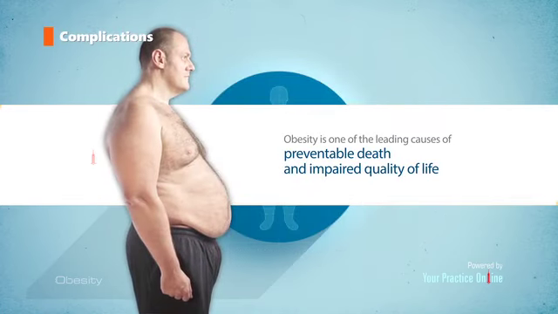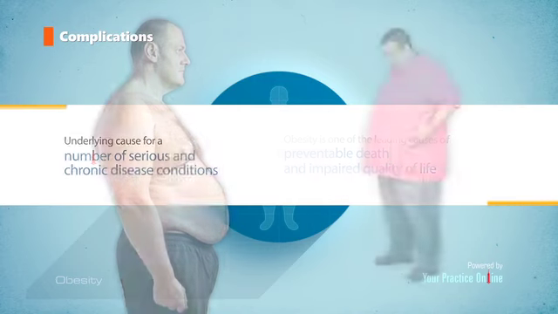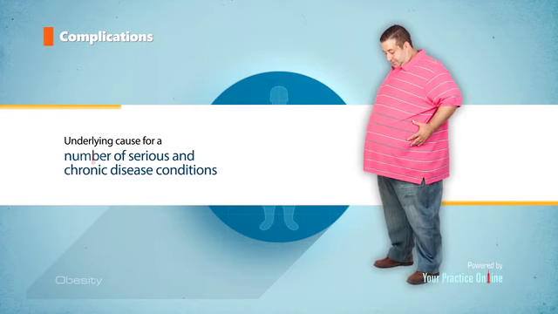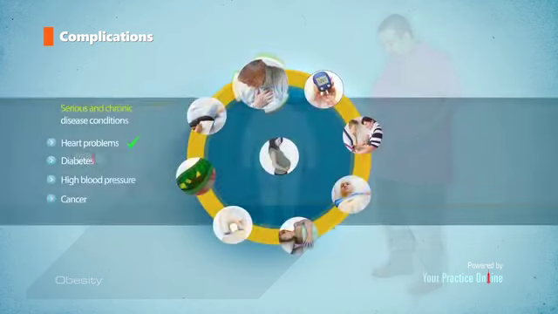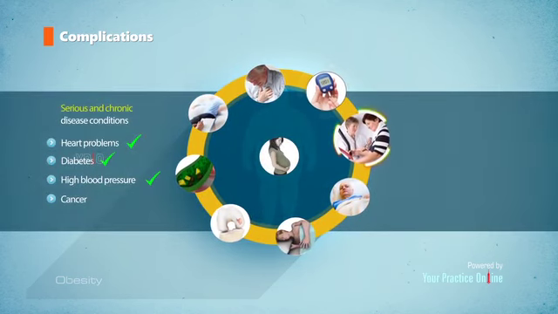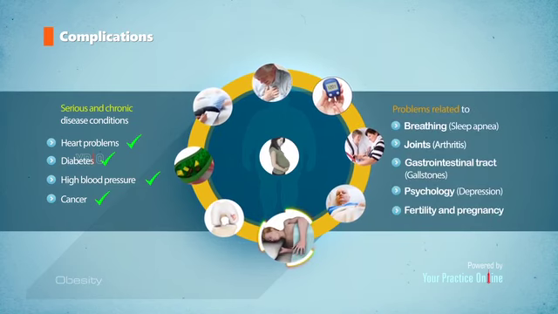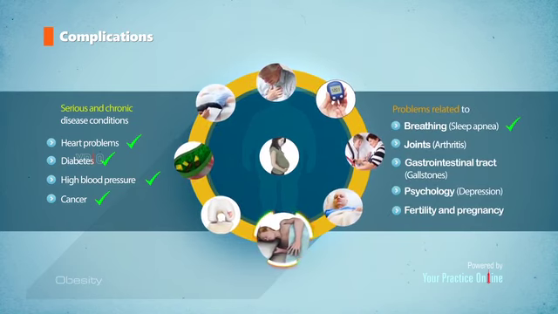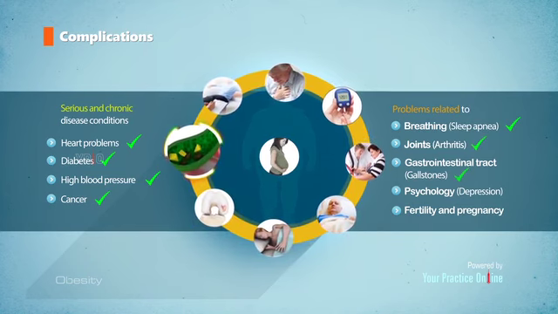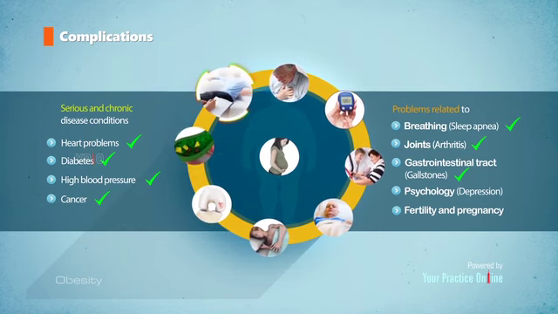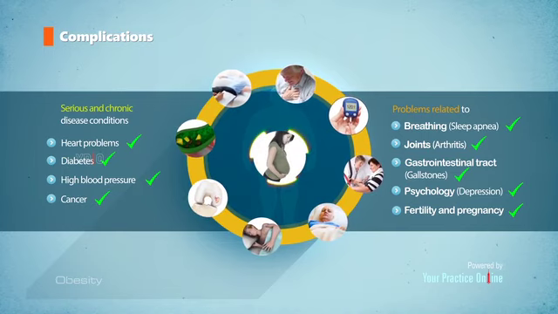Complications. Obesity is one of the leading causes of preventable death and impaired quality of life. It is an important underlying cause for a number of serious and chronic disease conditions such as heart problems, diabetes, high blood pressure, cancer. You may also have problems related to breathing, for example, sleep apnea, joints, for example, arthritis, gastrointestinal tract, gallstones, psychology, for example, depression, fertility and pregnancy.